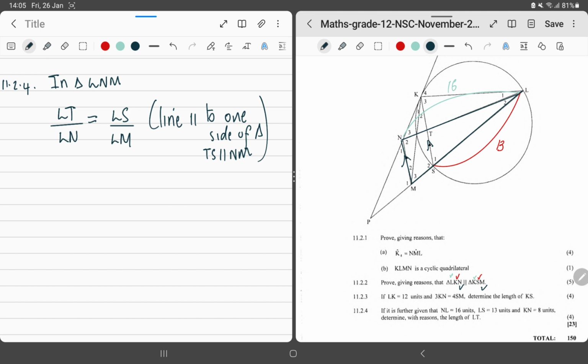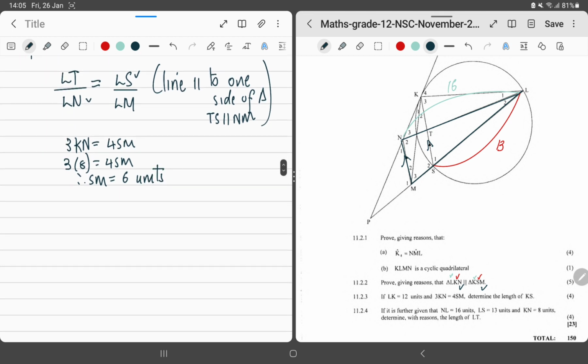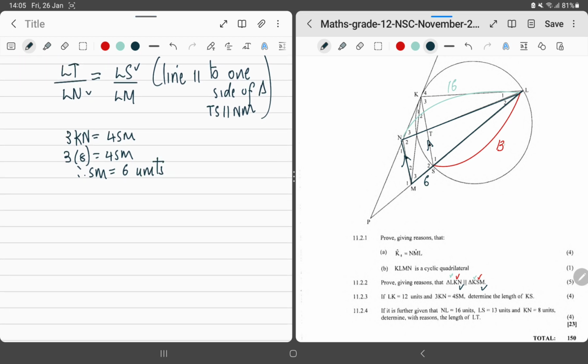LT, that's what I'm searching for. LN I do have, LS I do have, LM I do not know what the length of LM is. However, I know that 3KN is equal to 4SM, and I'm given that the length of KN is 8. So this is 4SM, which means that SM is equal to 6 units. So now I have a 6 there. So I can add the 13 with the 6 to get a 19.